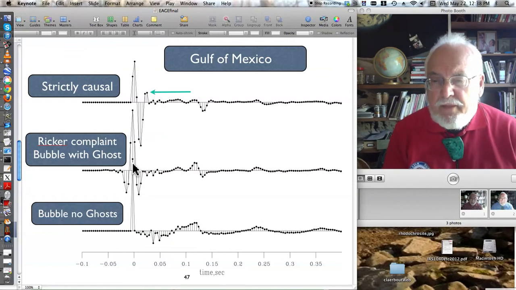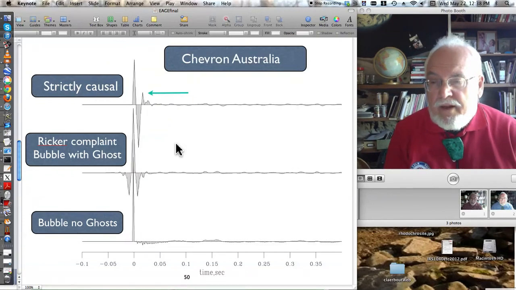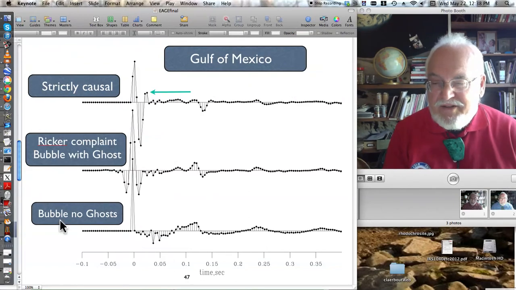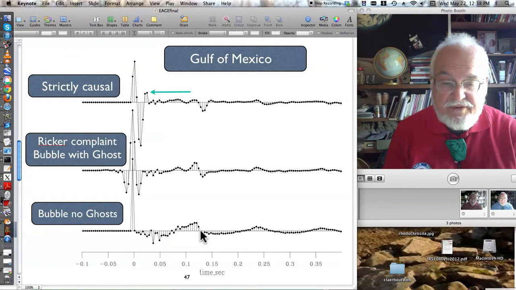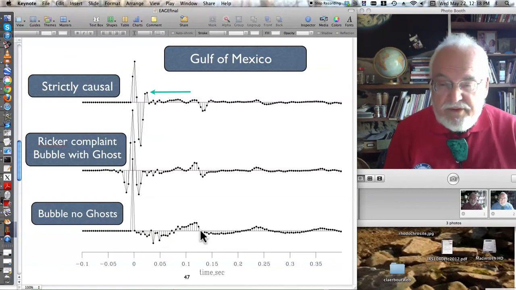Now, the Ricker compliance always works. If you look down here, you see it's always Ricker compliant because it's forced to be. What's really interesting is the picture on the bottom: it lets you see the bubble without seeing the ghosts. You can't really do this physically, can you? Because you always have the ghosts, because the surface of the ocean is always there. If you want to see the bubble without the ghosts, this is what it would look like.